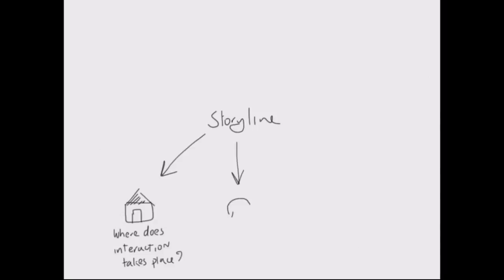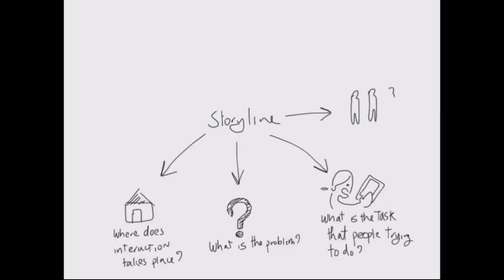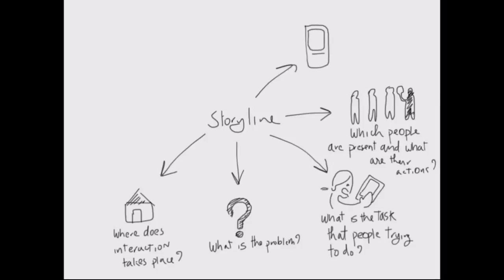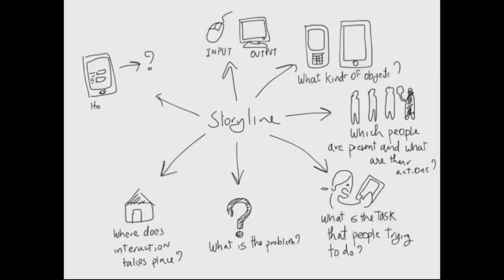How to develop the storyline? First, we need to ask questions like, where does the interaction take place? What is the problem that the user faces? And what is the task that people are trying to do? Like maybe they are working on the PDA. Who is present, and what are their actions? What are they doing? Maybe the surroundings or the user. What kind of object? Mobile phone or tablet? What is the input and output device, like mouse or monitor? What does the action of the people try to solve?